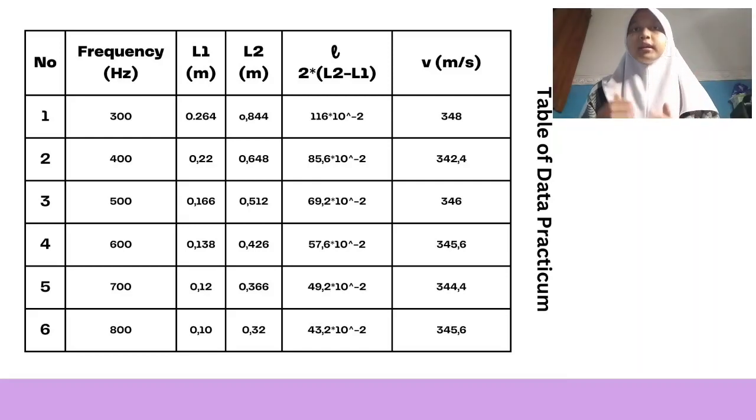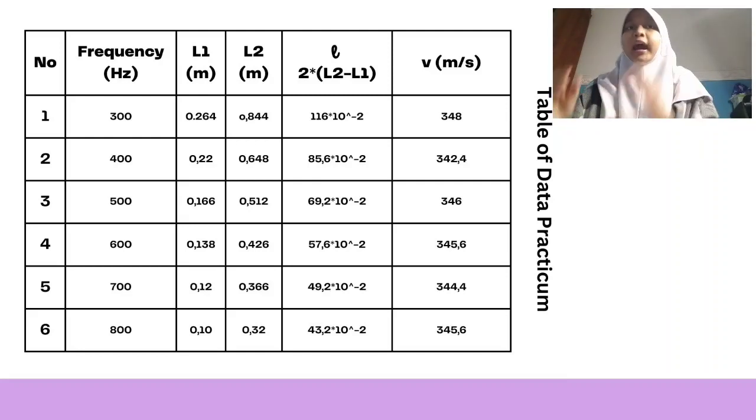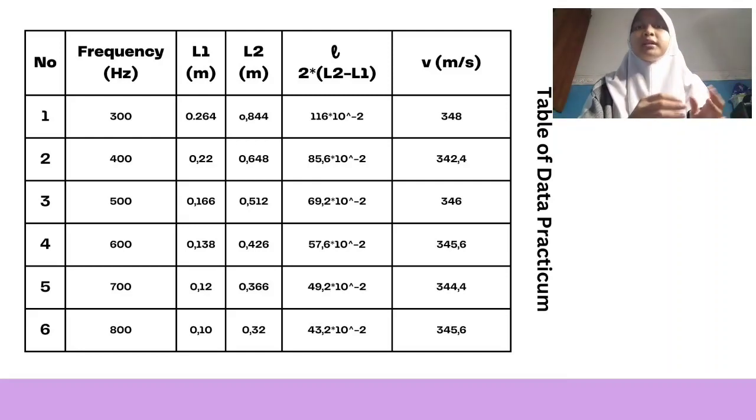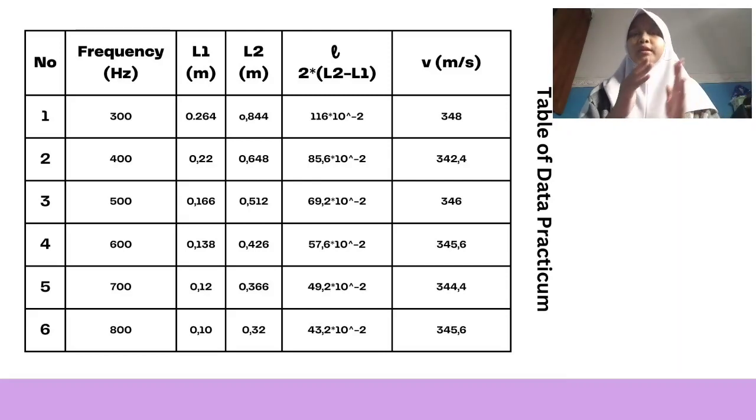At a frequency of 800 Hz, the distances are 0.10 and 0.32. The wavelength is 0.0432 and the velocity is 345.5 meters per second.